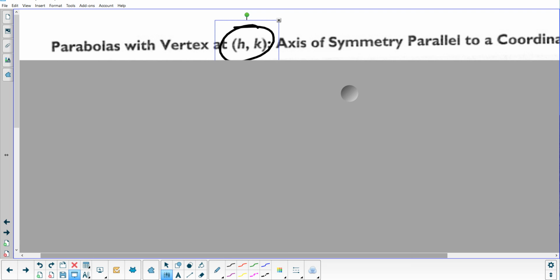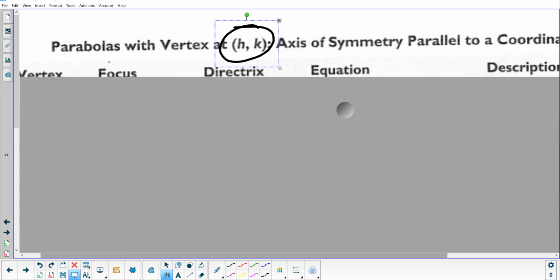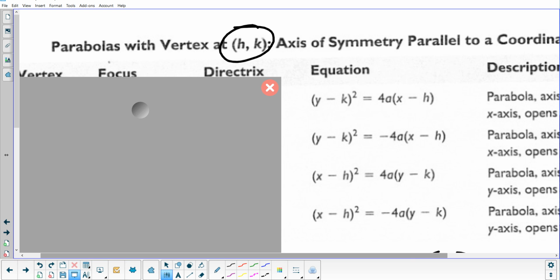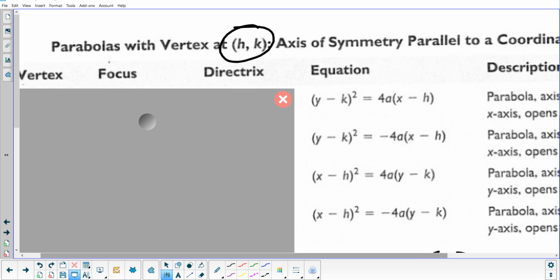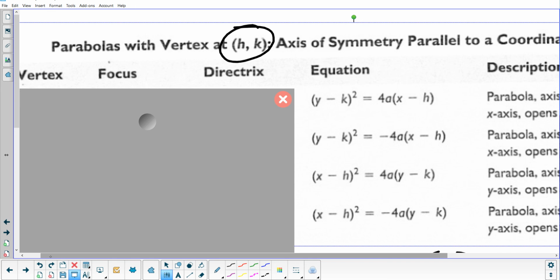The coordinates of the vertex, we are going to call those h, k. H is the x value of the vertex. K is the y value. H, k. And what the equation is going to look like now, I don't want to go through the whole table, but it still follows the same pattern. You're either going to have a 4 or a negative 4. You're always going to have an A. You're always going to have a single letter on one side, and a letter squared on the other side. But here's the difference.